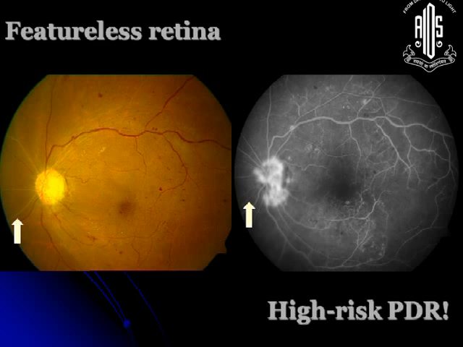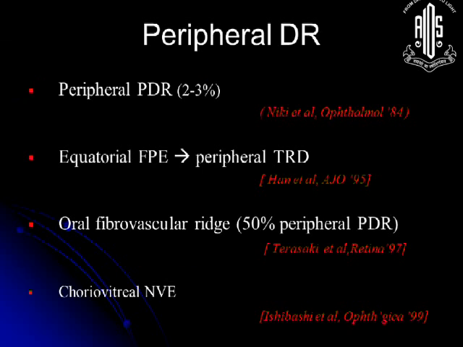You can see the extensive capillary dropout and the knee vessels of the disc. Peripheral diabetic retinopathy, as I mentioned, can occur in 2 to 3% of the cases. So you have to keep in mind that this can also happen. If you're looking at a diabetic patient, we tend to do just a stereoscopic 90D examination.